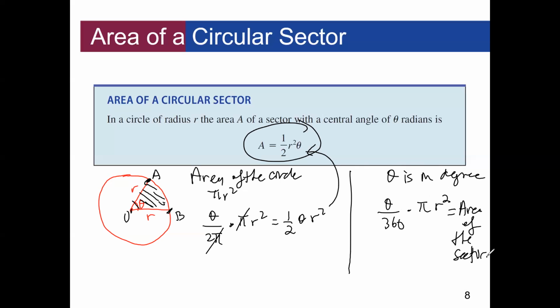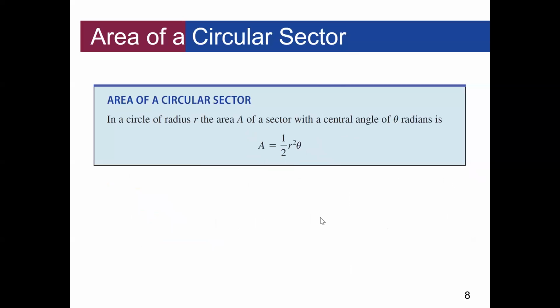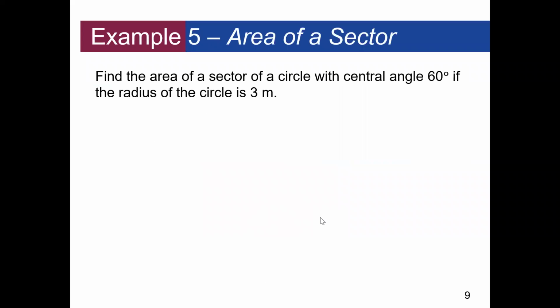So it just depends what theta is in, right? If theta is in radians, it's going to be this formula. If theta is in degrees, it's going to be this formula. Okay, so now let me show you a couple of examples. One of the examples is this: find the area of a sector of a circle with a central angle of 60 degrees if the radius of the circle is 3 meters.